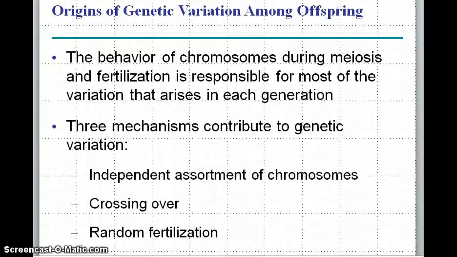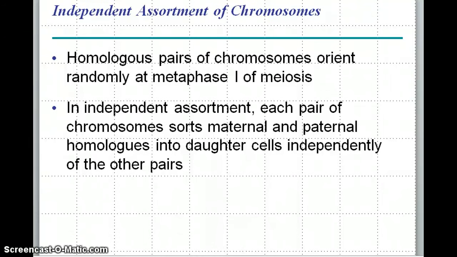So, the origins of genetic variation among offspring. The behavior of chromosomes during meiosis and fertilization is responsible for most of the genetic variation that arises in each generation. Three mechanisms contribute to genetic variation: independent assortment of chromosomes, crossing over, and random fertilization.